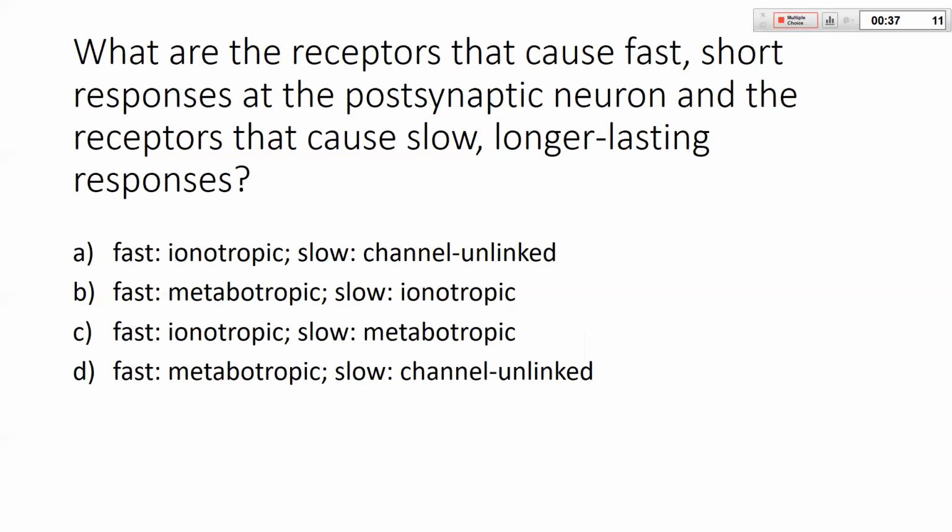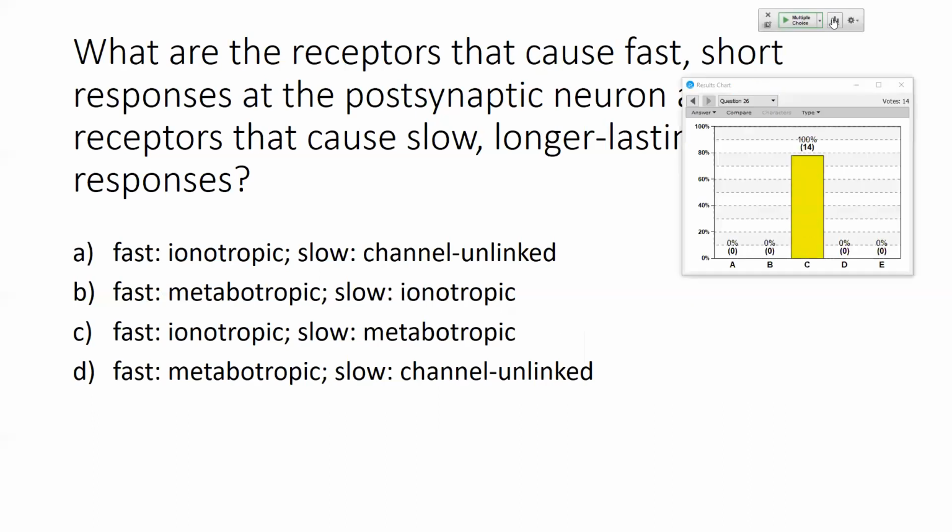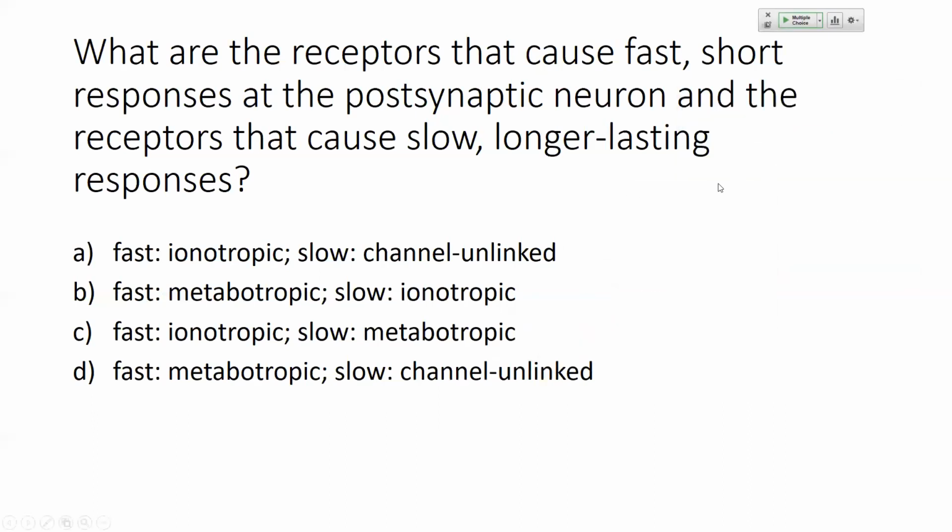Okay, so this one's asking about the receptors that cause fast versus slow responses at the postsynaptic membrane. So most persons said C, which is good, and that is correct. Fast is ionotropic receptors versus slow would be your metabotropic receptors, right? Remember, these have to be coupled to a G protein, whereas these are a channel in themselves.